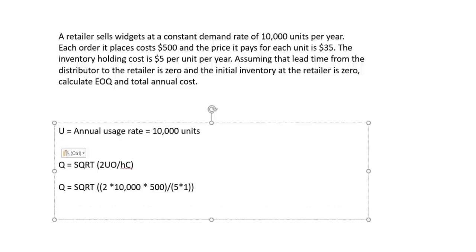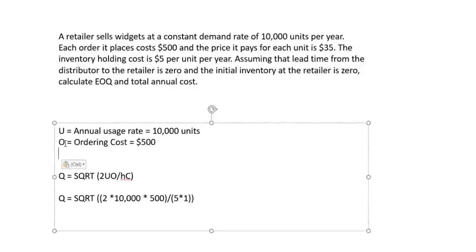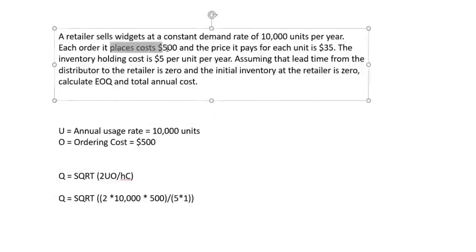Ordering cost is the amount of each order. And that's very simple as well. So we use that as $500. So it's right up here. So it's 500. Each order placed costs $500.